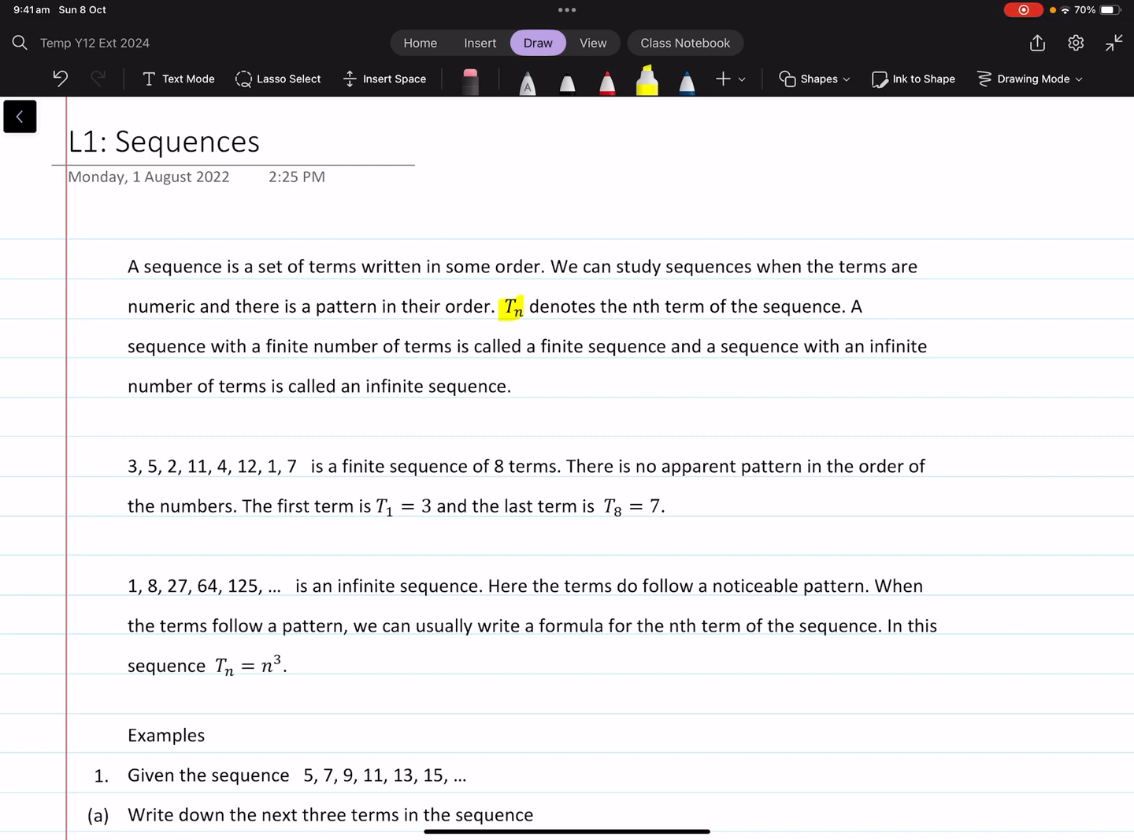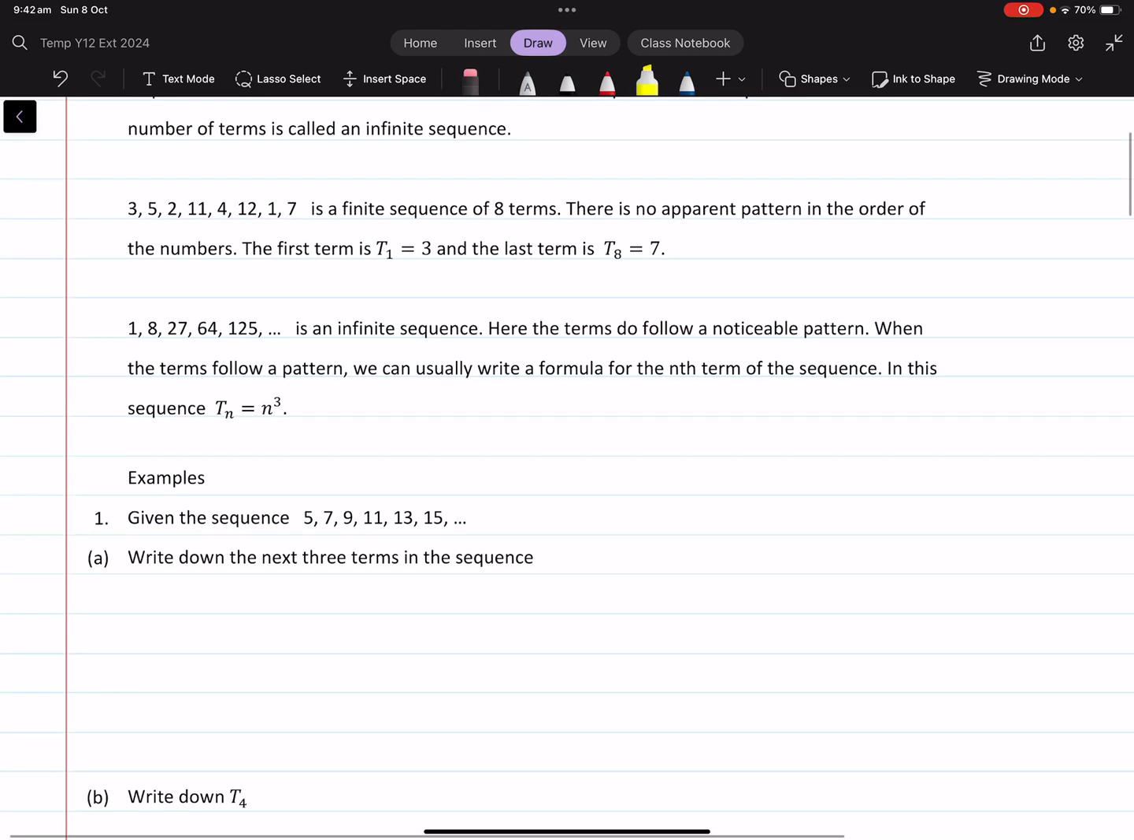So two quick examples. 3, 5, 2, 11, 4, 12, 1, 7 is a finite sequence of 8 terms. You'll notice there's 8 numbers there. There's no apparent pattern in the order of these numbers. And term 1, T subscript 1, is equal to 3. And the last term there, T8, the 8th term, is equal to 7.